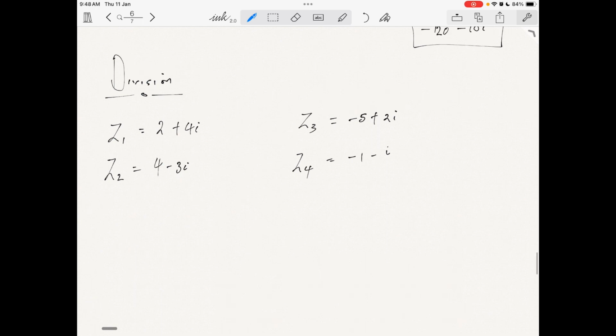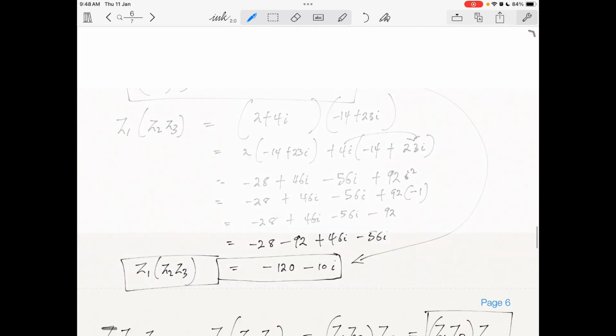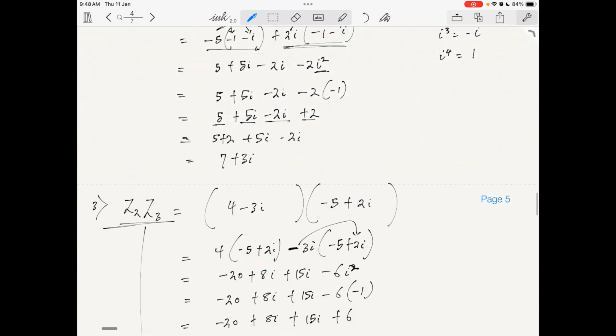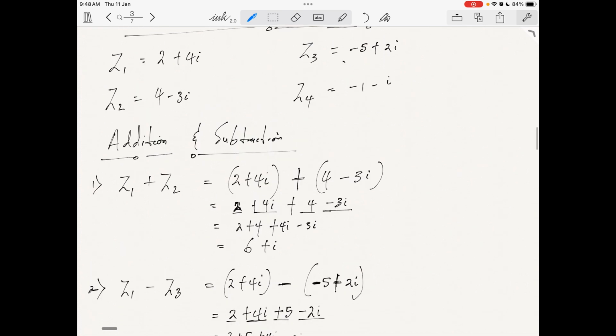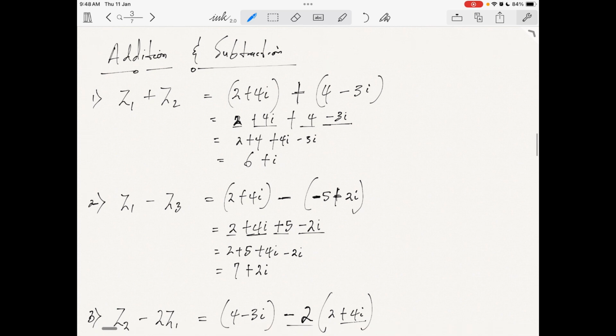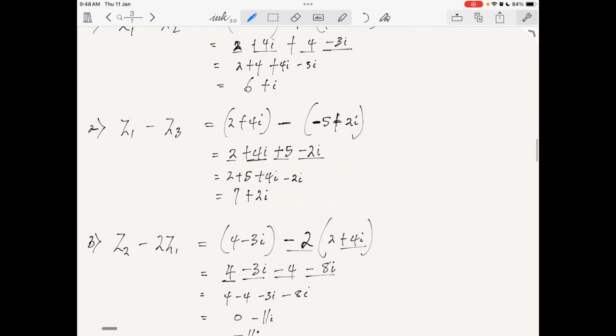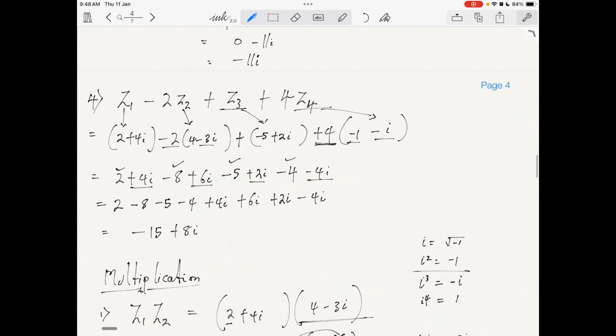In our last video, we talked on addition, subtraction, and multiplication of complex numbers, where we have z1, z2, z3, and z4. When we did our addition and subtraction, we noticed that all we have to do is open the brackets, bring the real parts together and bring the imaginary parts together, and if there is a need for a scalar multiplication, then we do that.